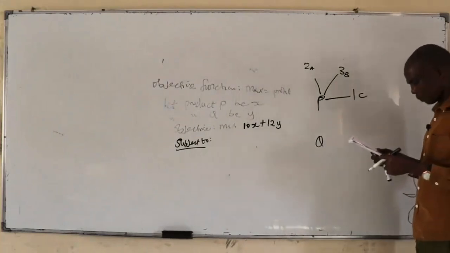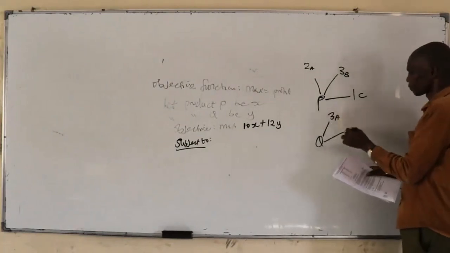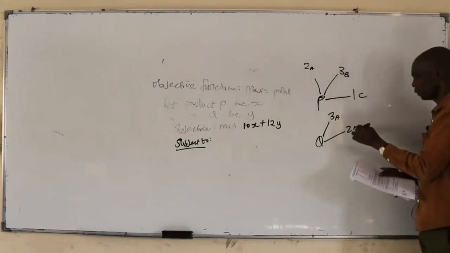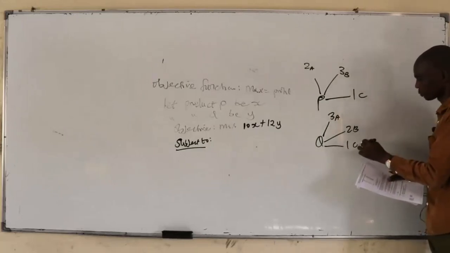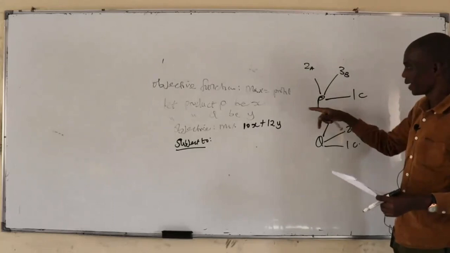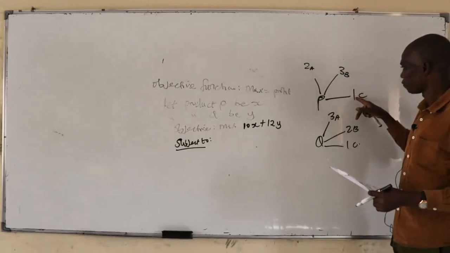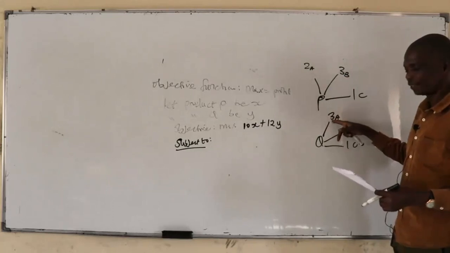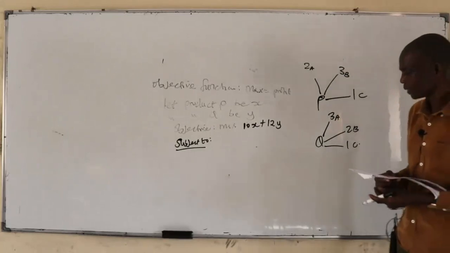Then product Q requires 3 minutes of machine A, 2 minutes of machine B, and 1 minute of machine C. So it is easier for you to summarize it this way. P is the X here, so P requires that of A, that of B, that of C in terms of the minutes, and Q, which is the Y here, requires 3 minutes of A, 2 minutes of B, and 1 minute of C.